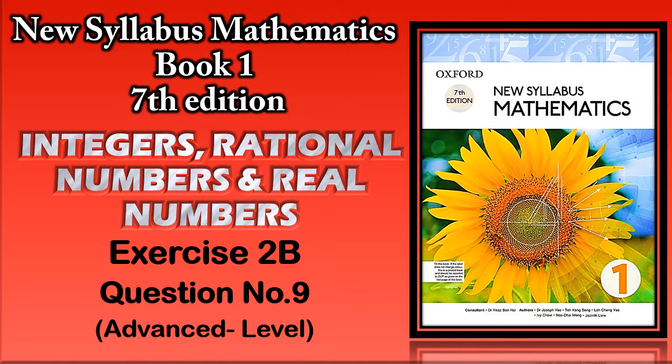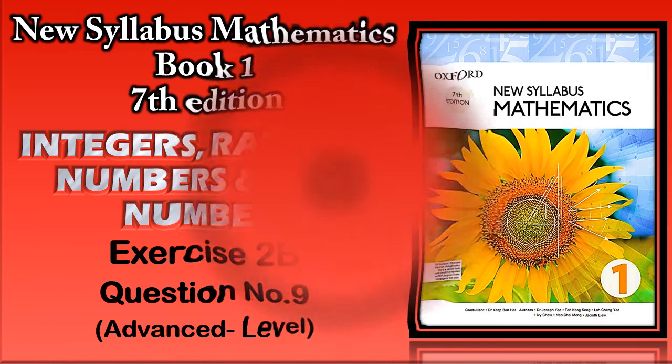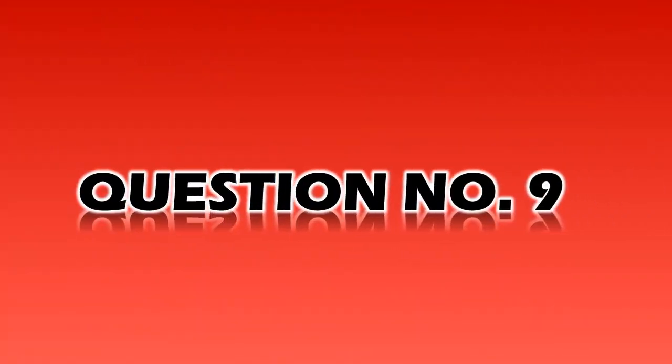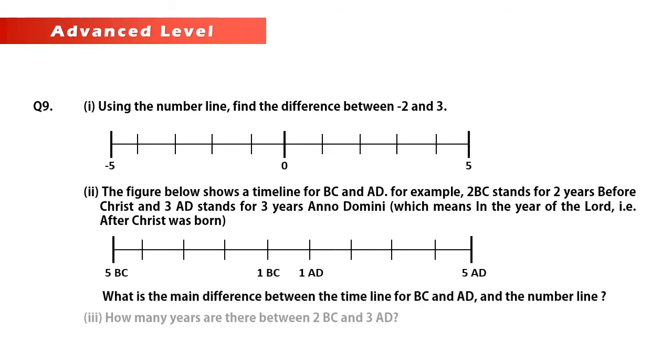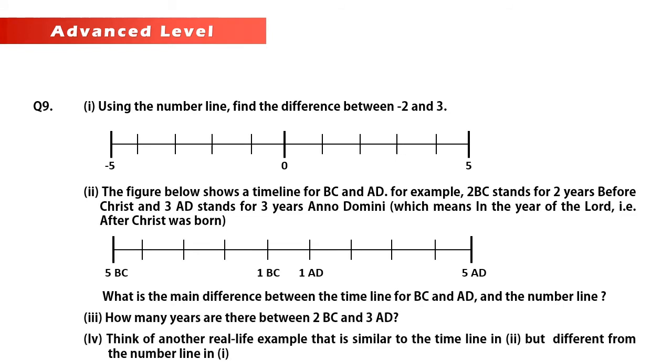New Syllabus Mathematics Book 1, 7th edition, Chapter 2, Integers, Rational Numbers and Real Numbers, Exercise 2B, Question number 9, Advanced Level. Question number 9. Part 1, using the number line.